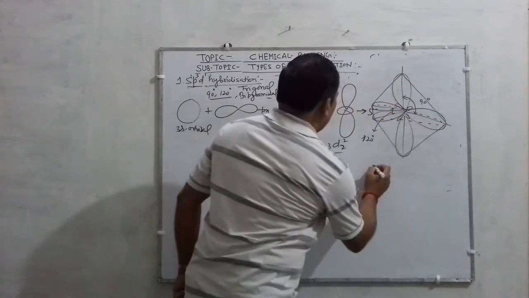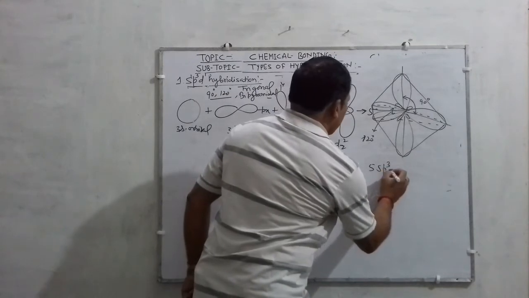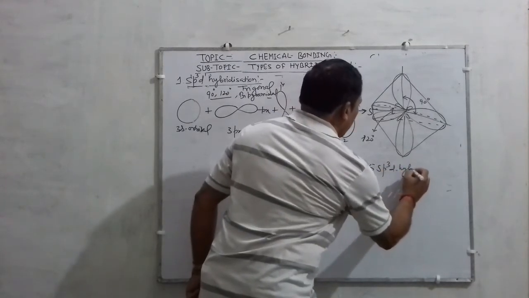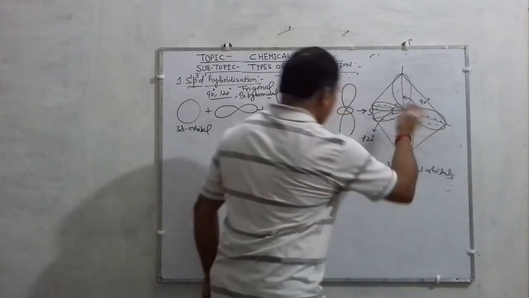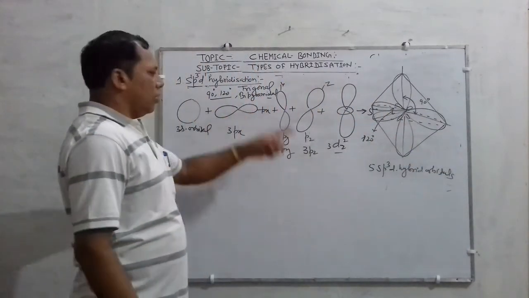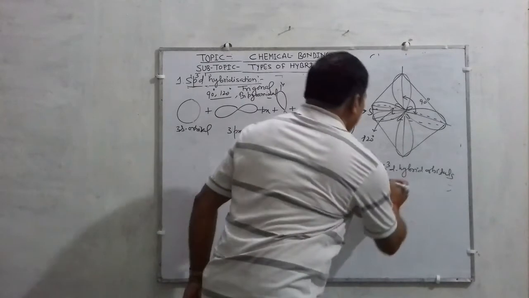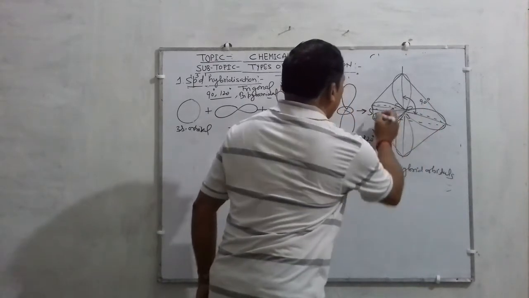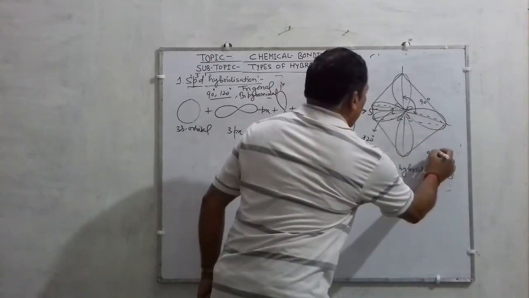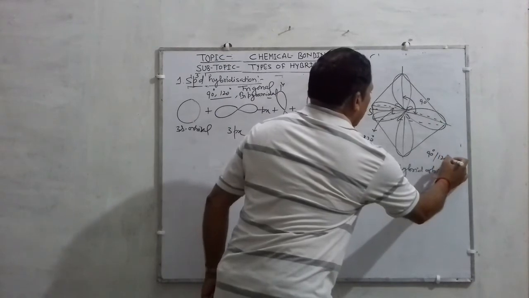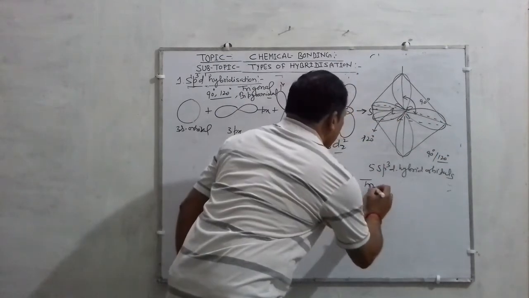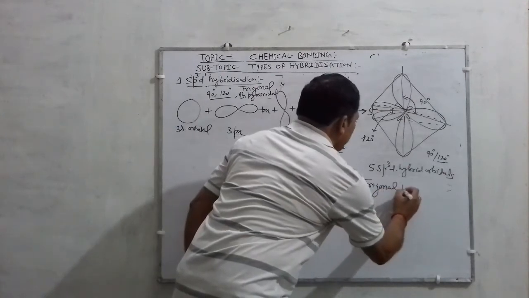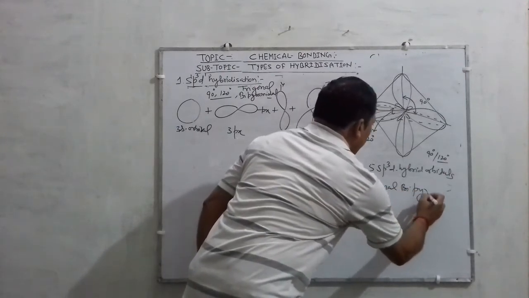So this will be 5 sp3d hybrid orbitals, and the hybridization is called sp3d, in which the bond angle is 90 degree and 120 degree, and the structure is, no doubt, trigonal bipyramidal.